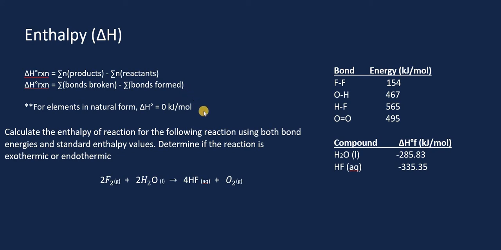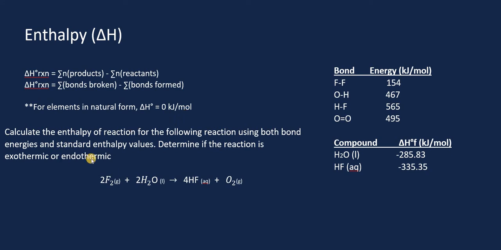One thing I would like to point out that's very important is the fact that for elements in their natural form, their enthalpy of formation is equal to 0. And what I mean by elements in their natural form, that would be things like O2, H2, F2. Elements like that, when they're in their natural form, their enthalpy of formation is 0 kilojoules per mole. And that's very important and something to definitely keep in mind.